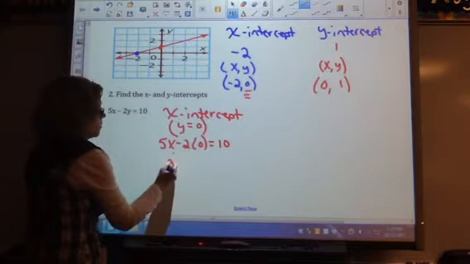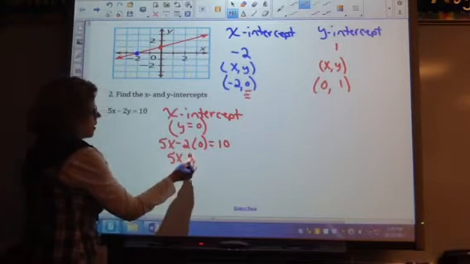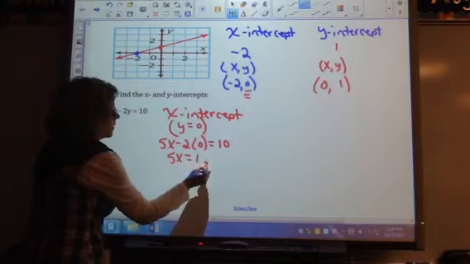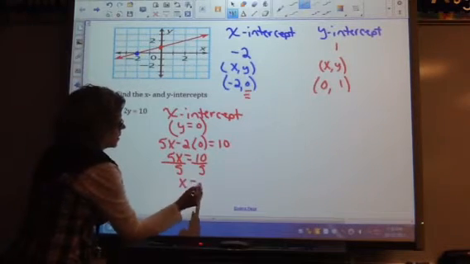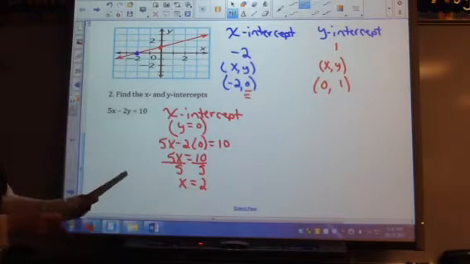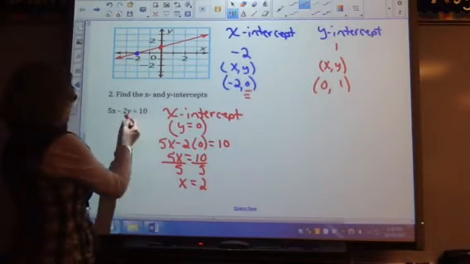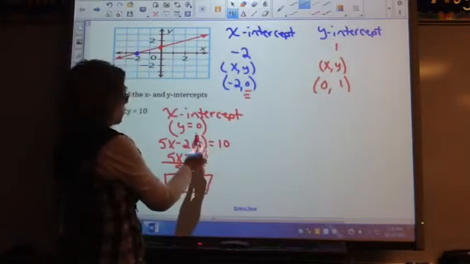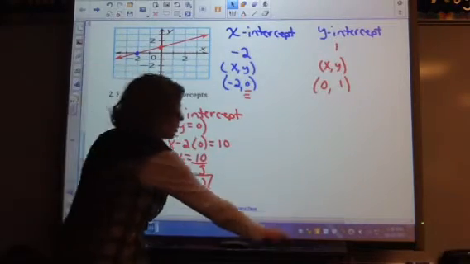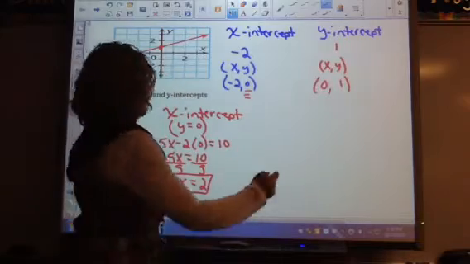2 times 0 is 0. So on this side you have 5x. Solve that one-step equation. So x is 2. So my x-intercept of this equation is 2. And to find that, you substitute 0 in for y. So how do y'all think we're going to find the y-intercept?